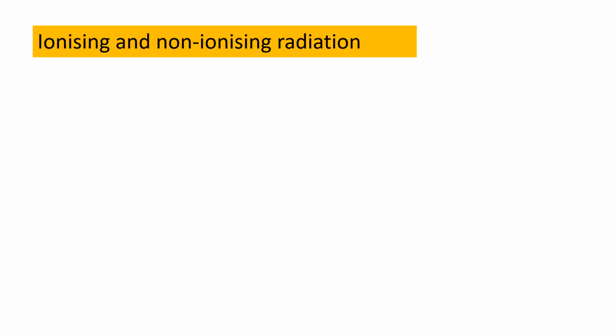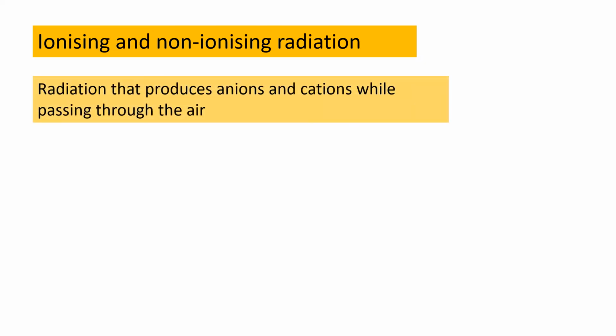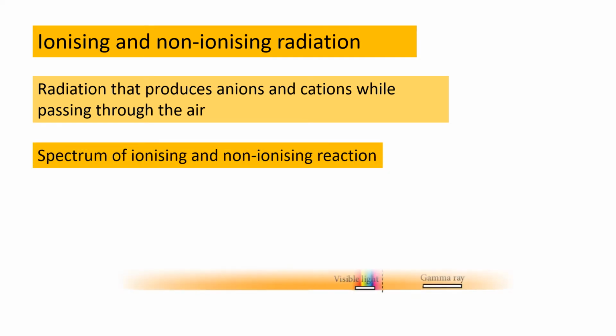So now we'll get into the main topic of this chapter, right? It's the ionizing and non-ionizing radiations. You might be wondering, what the heck is an ionizing radiation? Well, when radiation moves through the air, ionizing radiation produces anions and cations. So they ionize the air particles to form different charged atoms, right?